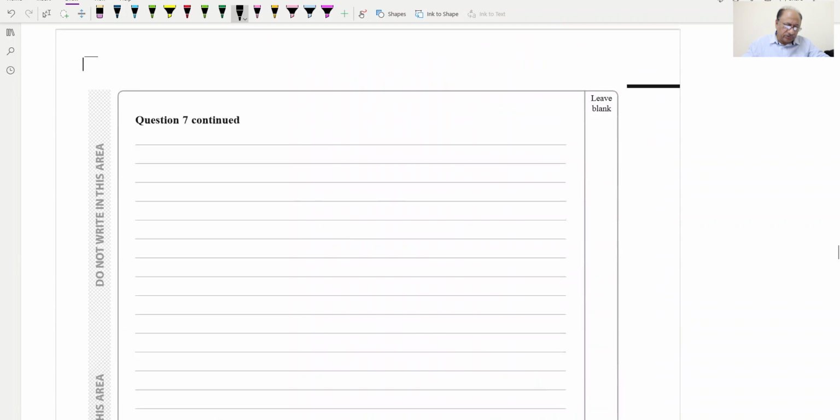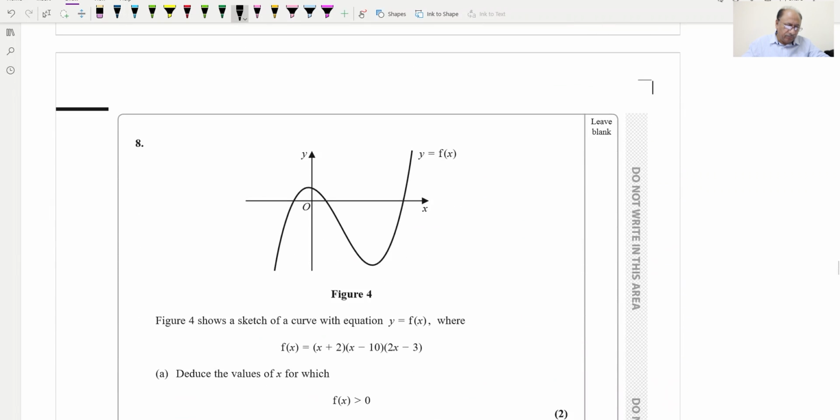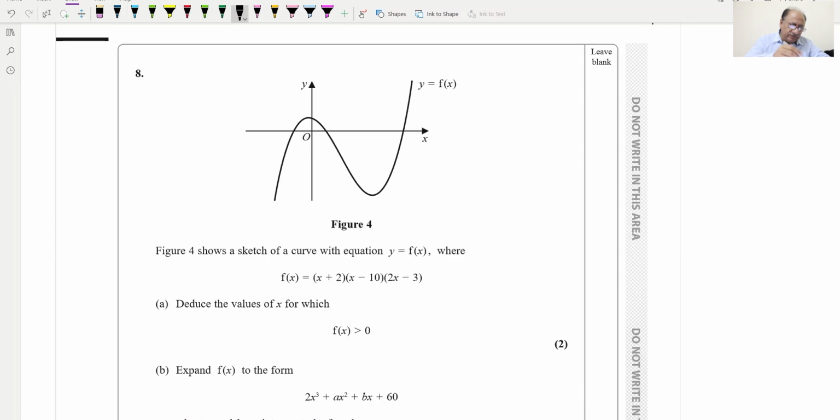Now we can move to the next question, question number 8. Question number 8 says, Figure 4 shows a sketch of the curve with the equation y is equal to f of x, where f of x is this one. Find the values of x for which f of x is greater than 0. Greater than 0 is for which range? Greater than 0 is basically for this section, where the y value is greater than 0, and for this section also the y value is greater than 0.